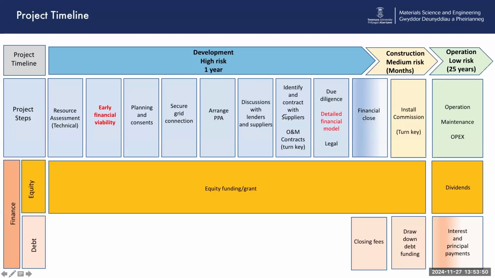And these are not in order. So during the development phase of a project, you'll be doing your technical feasibility study. You'll be looking for your planning. You'll be doing your grid connection, your PPA. You'll be discussing with lenders, grant holders and stuff like that. And you'll be doing this all at the same time, basically. It's not in order like this. Part of the development phase is you will be doing a financial viability model.